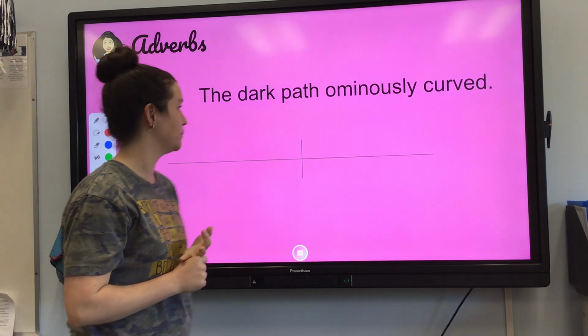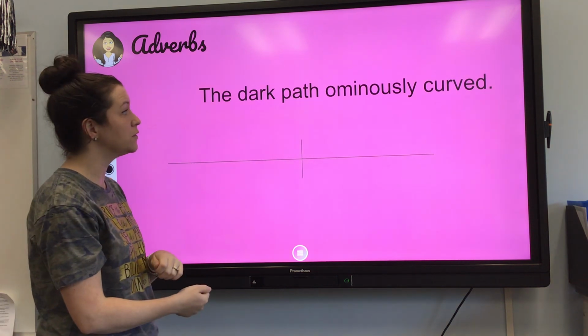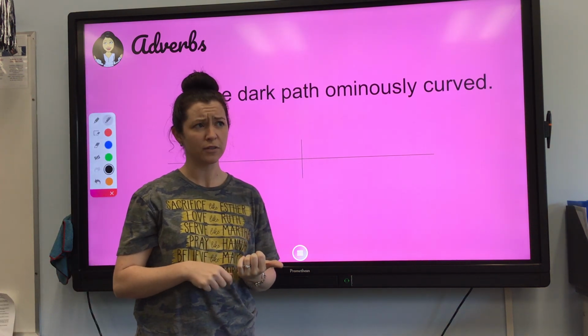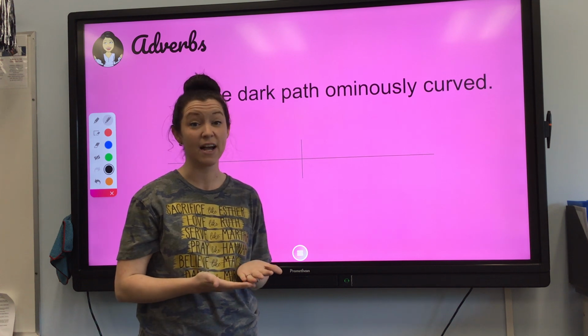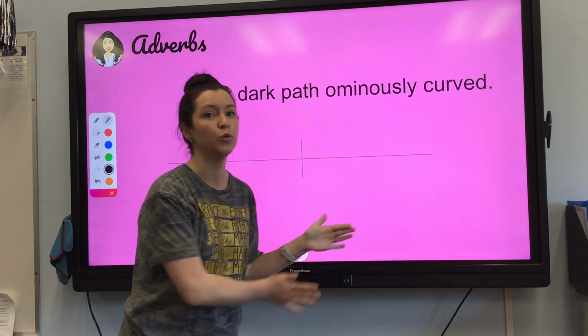It could be either one. If you said the word curved, you are correct. Now, some people may argue and say, well, a curve is a thing, it's a noun. But in this sentence, it's being used as the action, it's a movement.